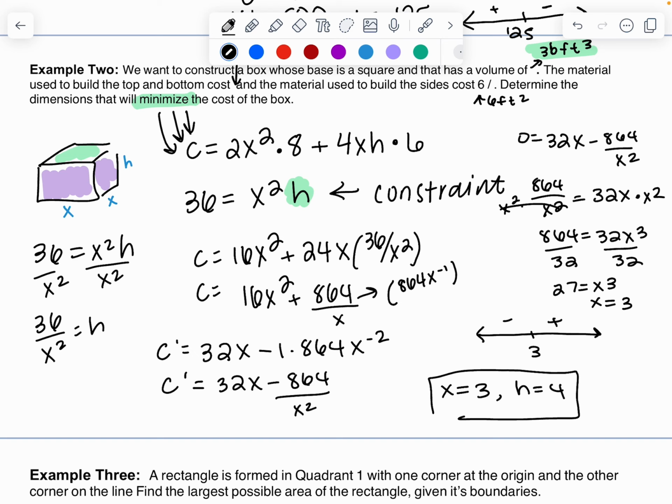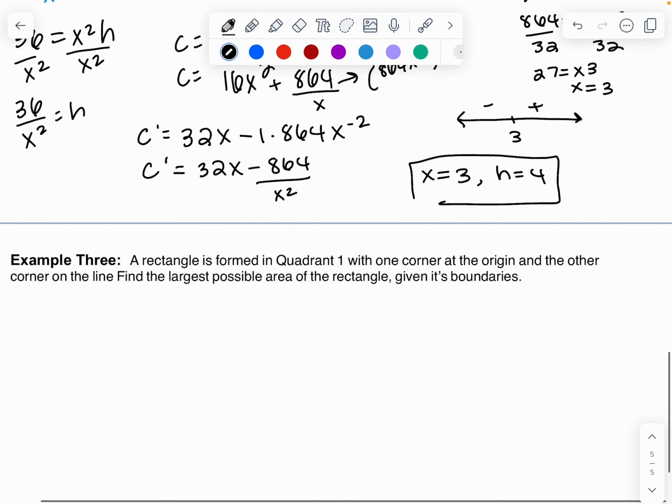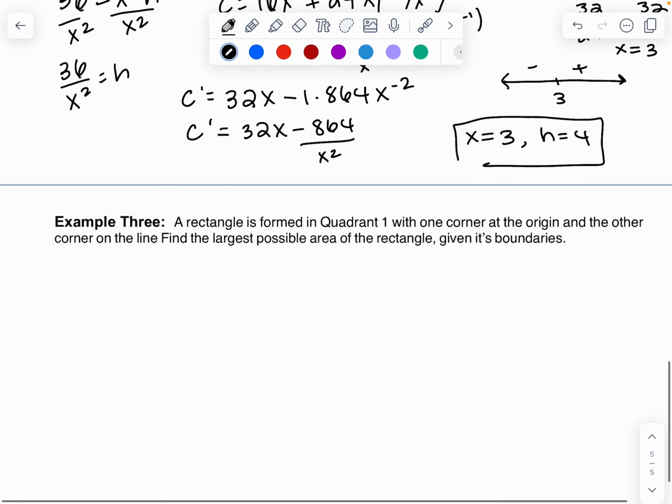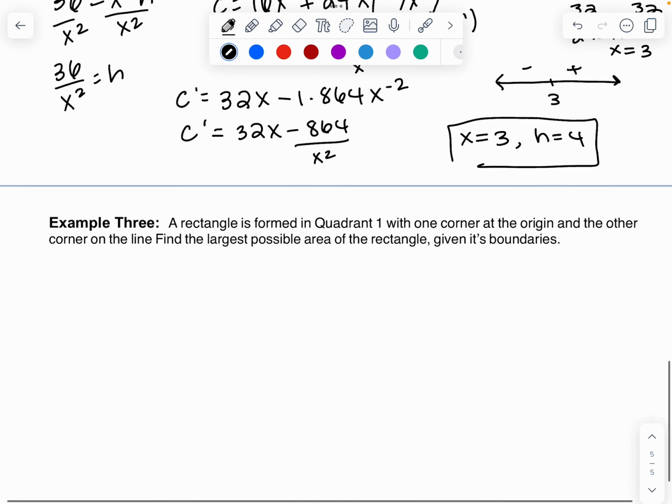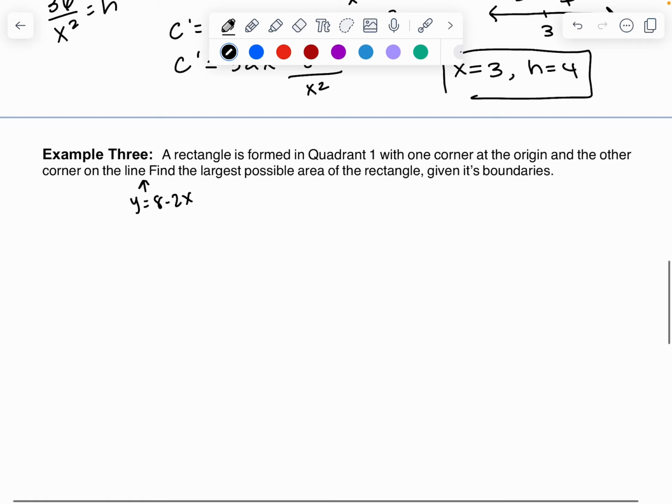One more problem. Example 3, I think I have to add something. So it says a rectangle is formed in quadrant 1 with one corner at the origin and the other corner on the line y equals 8 minus 2x. Find the largest possible area of the rectangle given its boundaries.